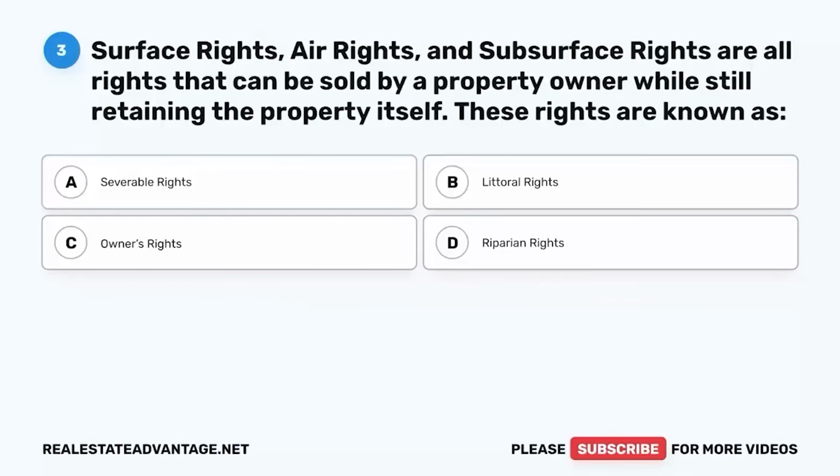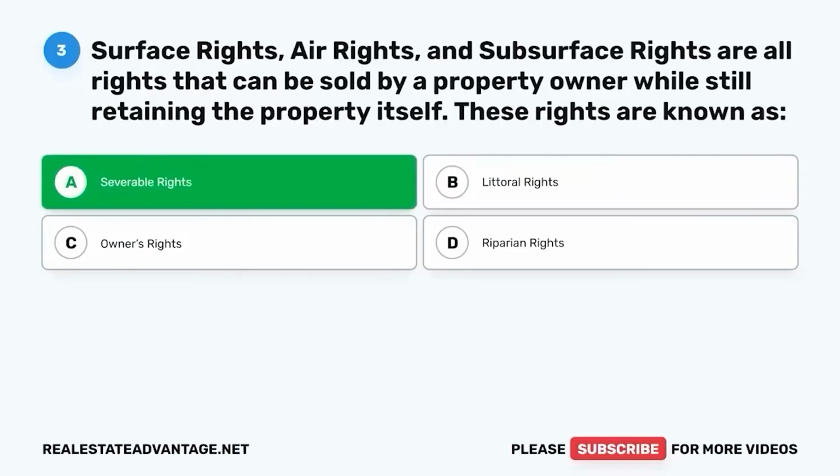Question 3. Surface rights, air rights, and subsurface rights are all rights that can be sold by a property owner while still retaining the property itself. These rights are known as: A. Severable rights. B. Literal rights. C. Owner's rights. D. Riparian rights.